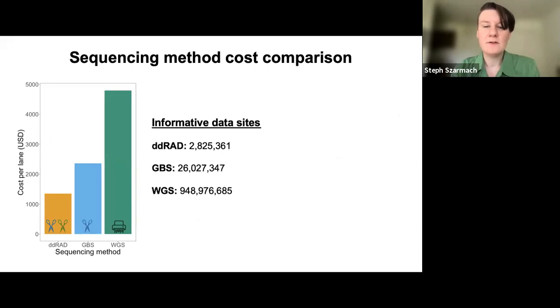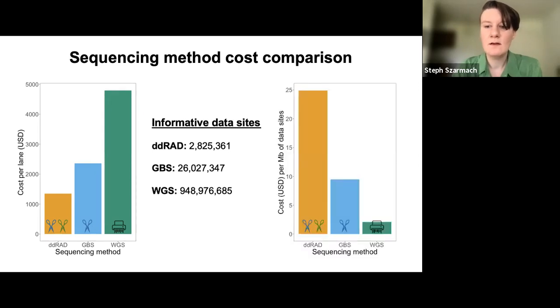However, each method produced a different amount of data that we could use in the analysis. So we wanted to take that into account in our cost comparison. Here we show how many nucleotide sites were incorporated into the genome-wide FST analysis for each data set. When we calculated the cost per megabase of informative data sites, we found that whole genome sequencing and GBS are actually the most cost-effective in terms of the amount you're paying per site.